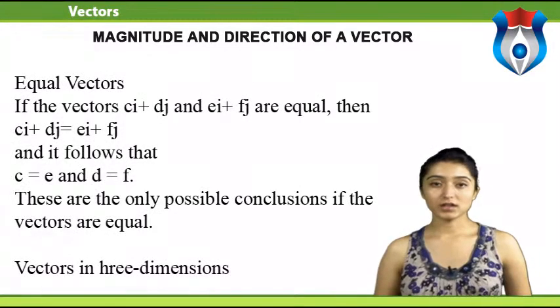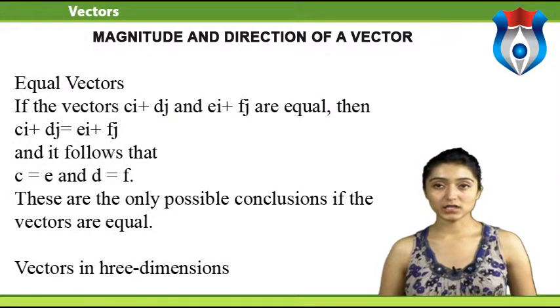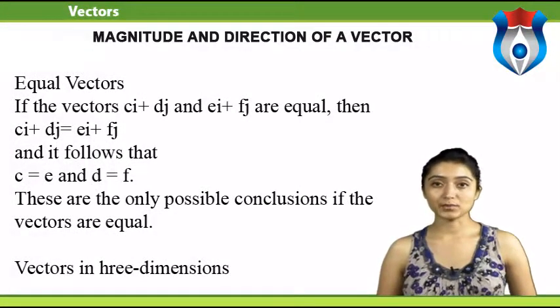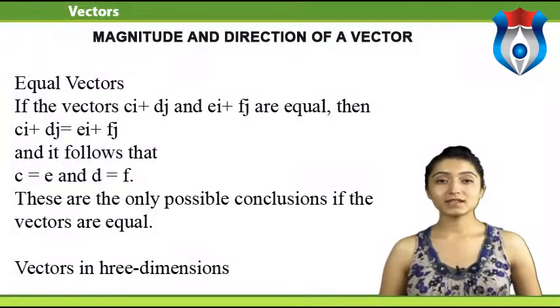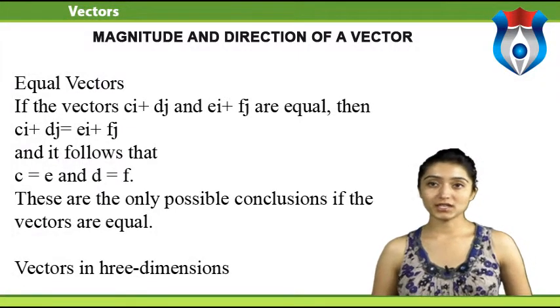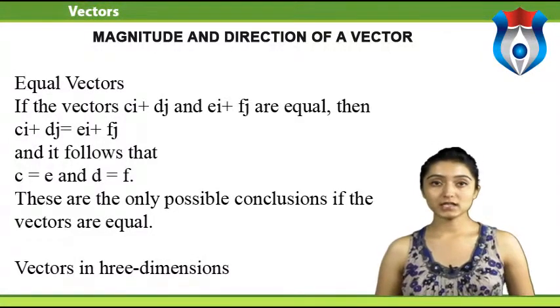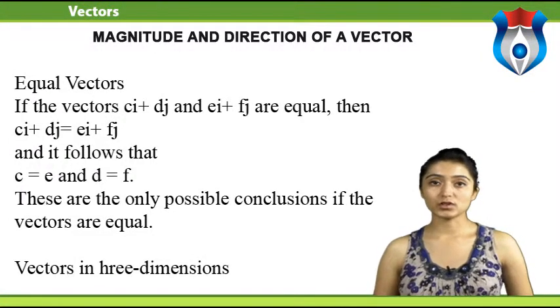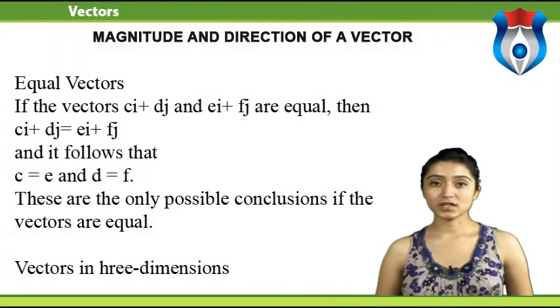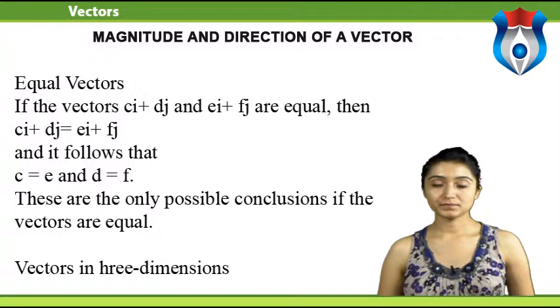Equal vectors. If the vectors ci plus dj and ei plus fj are equal, then ci plus dj equals ei plus fj, and it follows that c equals e and d equals f. These are the only possible conclusions if the vectors are equal.